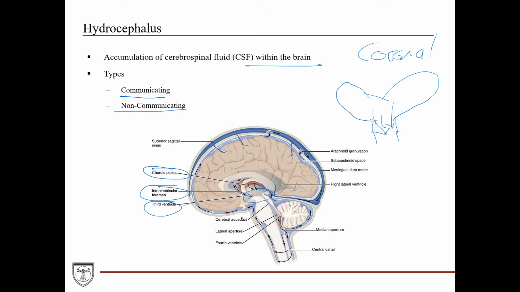Then the CSF travels through this pipeline known as the cerebral aqueduct and goes into the fourth ventricle here, which is found anterior to the cerebellum and adjacent to the brainstem. And then from the fourth ventricle, it goes into the subarachnoid space, where it goes around and bathes the brain and spinal cord. Now, what's important for hydrocephalus is you have these arachnoid granulations where CSF eventually drains into these protrusions of the subarachnoid space into the superior sagittal sinus. So it's draining out here.